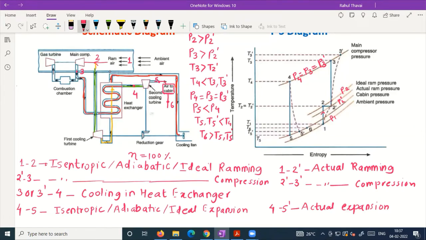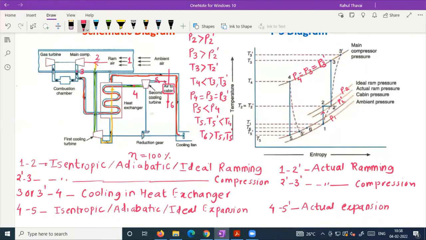So see, when the temperature of the air increases from T5 to T6, what happened with the temperature of the cabin? It decreases because this air will abstract the heat from the cabin. As a result, we are getting a refrigerating effect in the cabin. So in the cabin only, we are able to get a refrigerating effect.